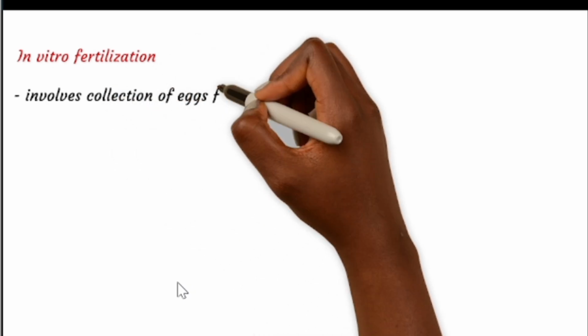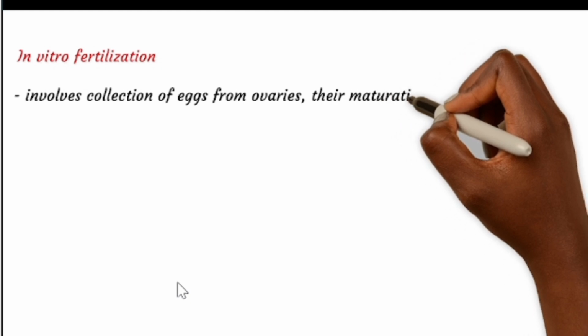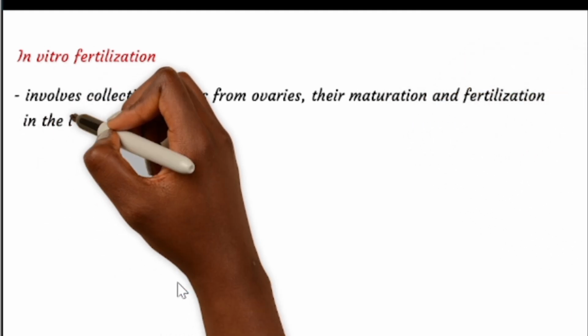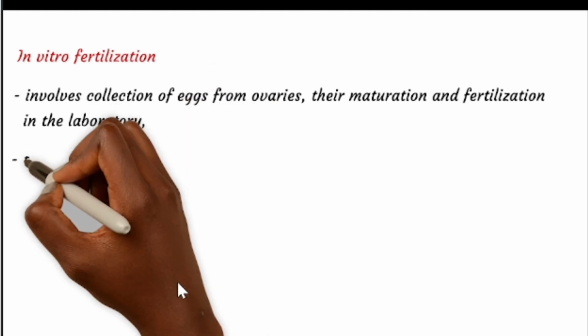So we have the second method that we call in vitro fertilization. What is it about? That is the one that we carry out in the laboratory. How is it done? It involves a simple collection of eggs from ovaries, their maturation, and then fertilization in the laboratory. All right? Are you following?